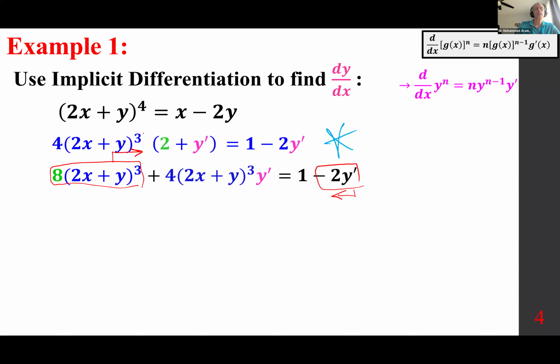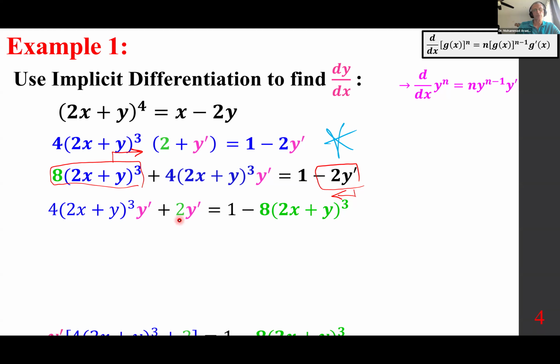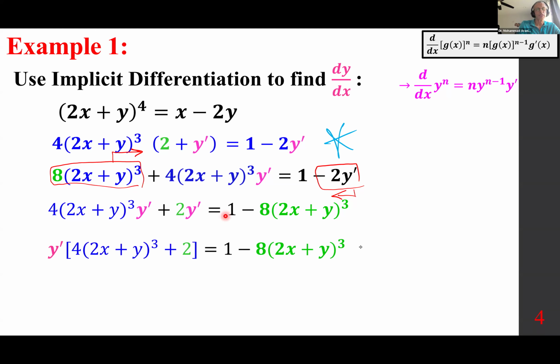Move this to the right and make it minus 8 times (2x plus y) cubed. On the left side, although I can take the common factor of 2 times y prime out, I'm going to just take the y prime out. When I take the y prime out, I get this piece, 4 times (2x plus y) cubed, plus this piece 2. The right side is intact.